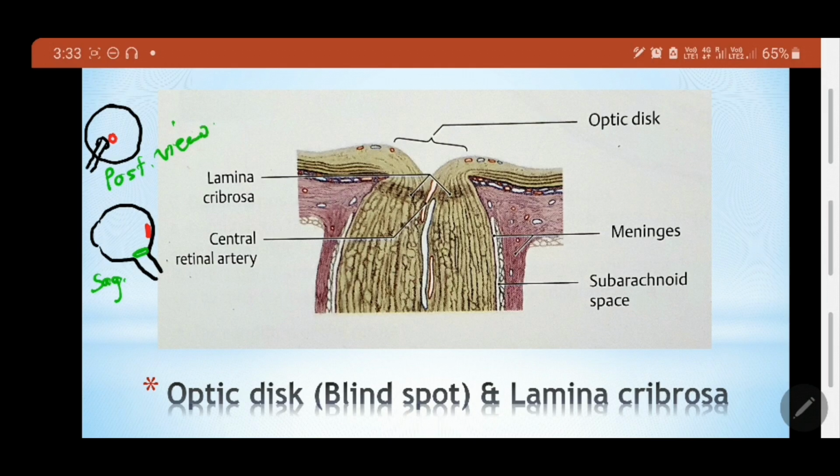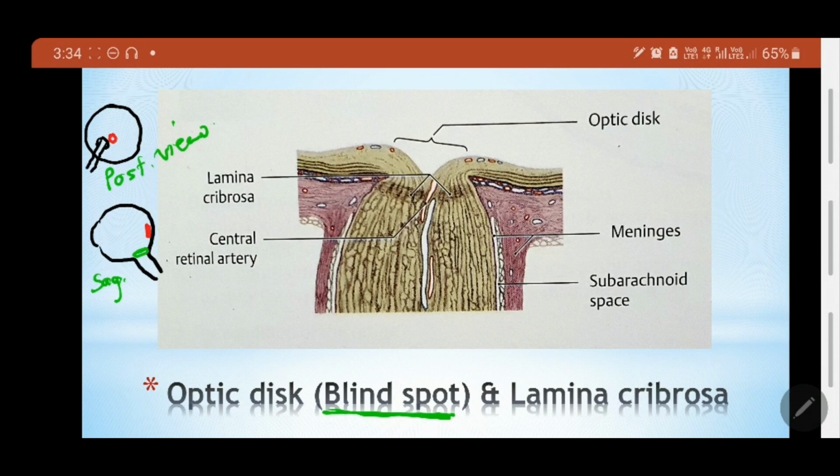Now here you are seeing a transverse section passing through the optic disc. This point is also called a blind spot. Why blind spot? Because there are no photoreceptors here, no rods and cones. The nerve has to exit through this, the veins have to exit through this, and the artery, the central artery to the retina, has to enter. So the artery will be entering through this, and the veins and nerves will be leaving through this point, the optic disc, and that's why it's called a blind spot.